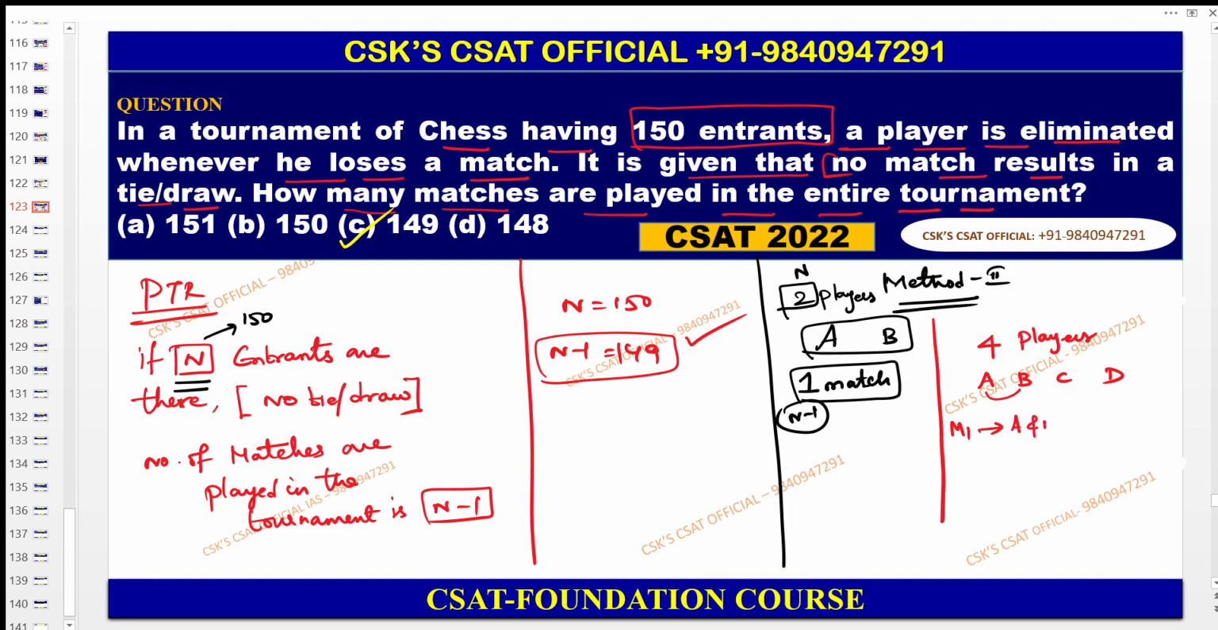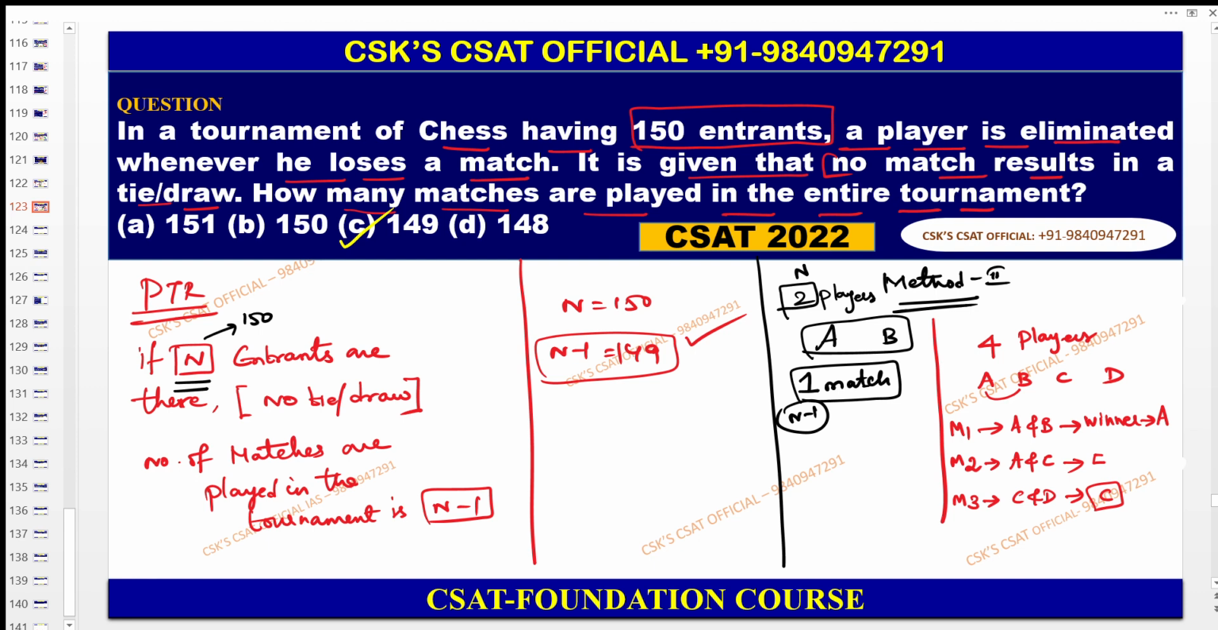The match is between A and B. Whoever is the winner, you can take it as A or B. For our convenience, I am taking A here. Whoever wins, that person plays with another player, so here A and C. Whoever is the winner, let us take C as the winner. Then match 3 is between C and D. So C or D is the winner.